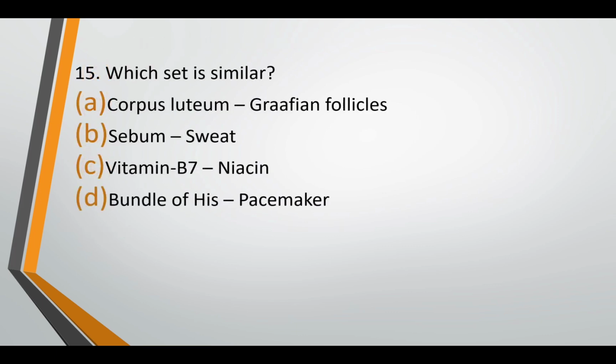Question number 15. Which set is similar? Corpus luteum, Graafian follicle; sebum, sweat; vitamin B7, niacin; bundle of His, pacemaker. Similar set. The correct answer is option A, corpus luteum, Graafian follicle.